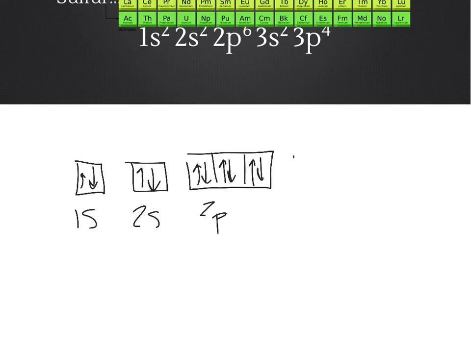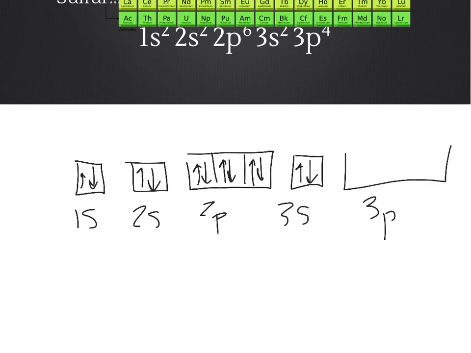Okay, now we've got our 3s, up, down, and then we have our 3p. Remember, p has 3 orbitals, but this time I only have 4 electrons, so 1, 2, 3. They have to be separate first, and then 4 doubles up before moving up to the next energy level.